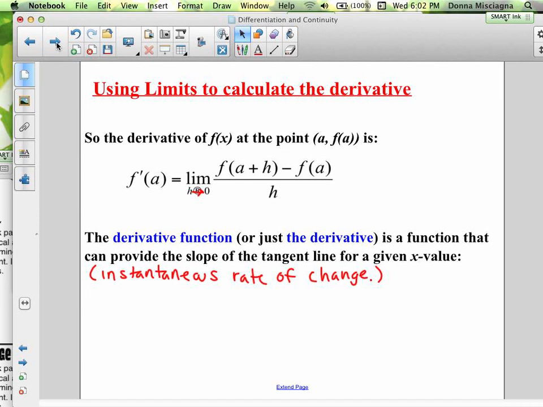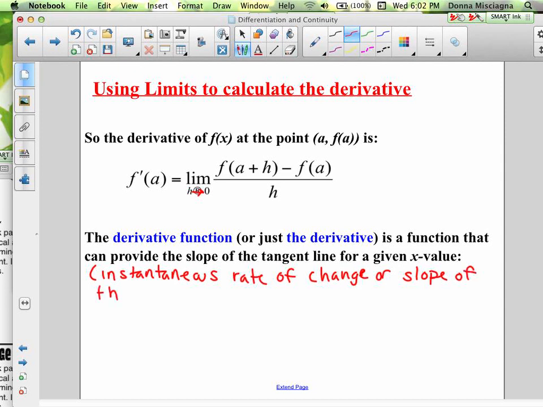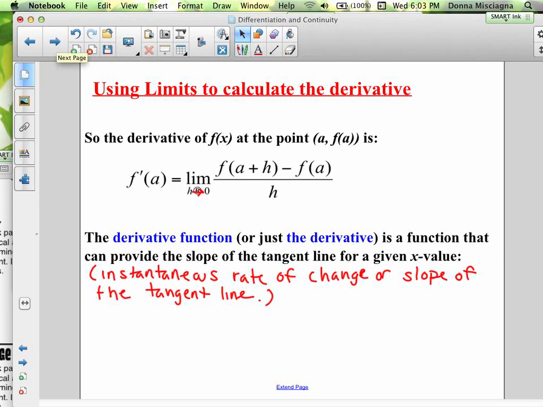So the derivative function, or just the derivative, is a function that can provide the slope of the tangent line for a given x value. Another way to think of it, it's the instantaneous rate of change. It's also the slope of the tangent line. Let's add that too, just as a little reminder. Slope of the tangent line. All these things are one and the same, and you already have that in your notes.